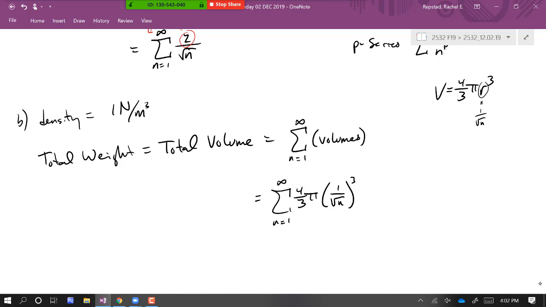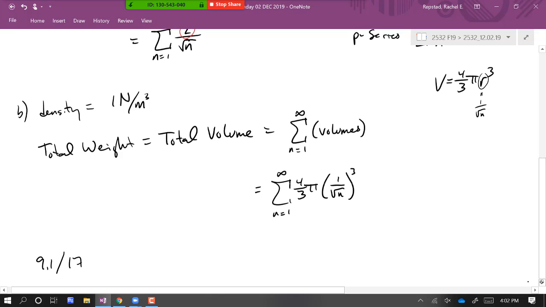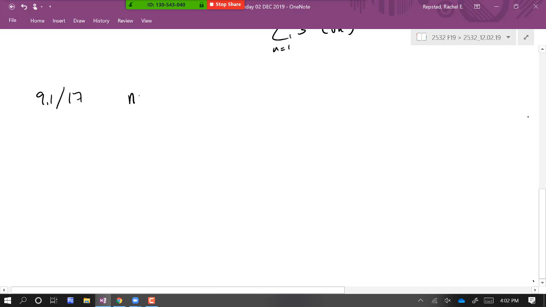Other questions? I did a bunch of homework, so I have a bunch of questions. Yep. The first one is in 9.1, number 17. It's n plus 1 factorial over n minus 1 factorial, like this. And that's just the nth term in the sequence. Right. And they want us to know if it converges or not.